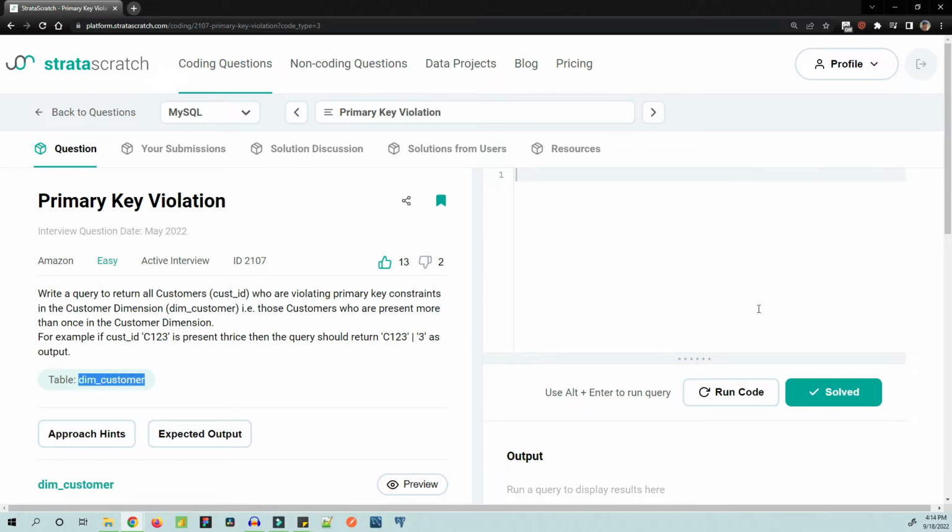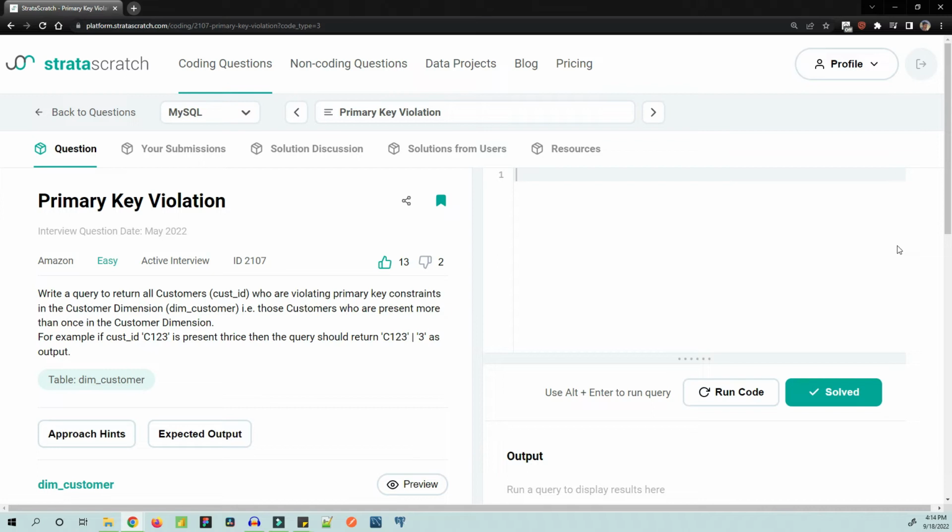Given the table dim customer, so it has customer dimensions, it's mentioned here. Given this table, write a query to return all customers by customer ID, return all customer IDs who are violating the primary key constraint. Okay, so what is a primary key constraint? That every value in a primary key must be unique. So if it is violating that, then probably some values are repeating or some values are not unique, right? That is those customers who are present more than once in the customer dimension table.